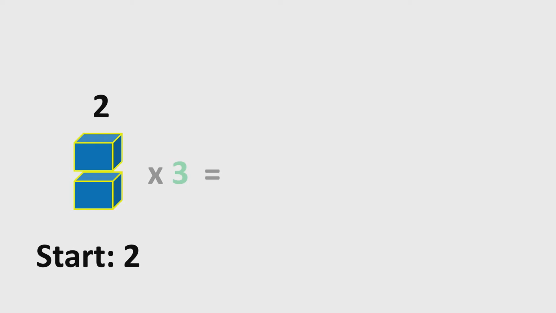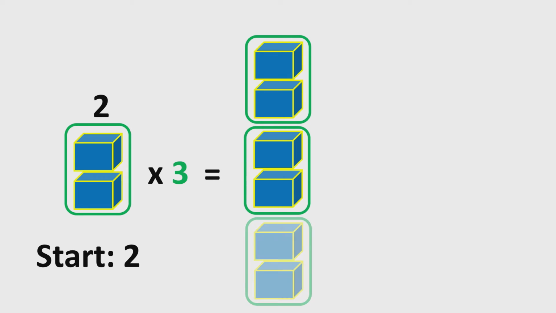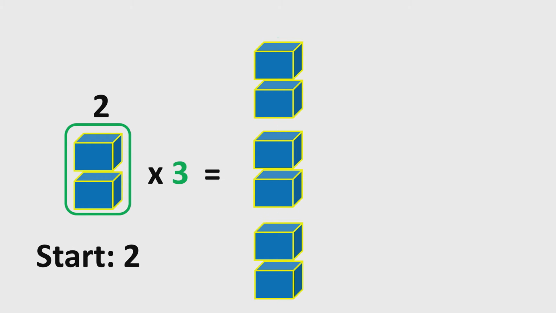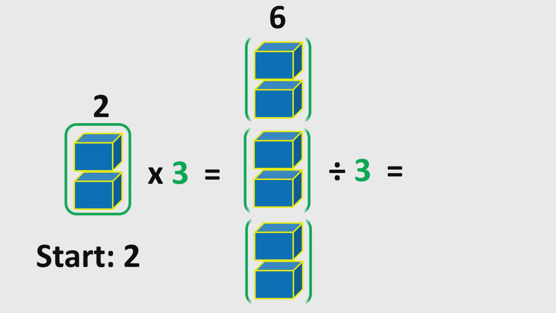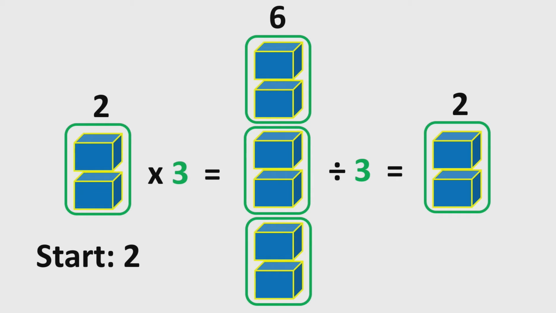When we multiply these blocks by 3, we first consider these 2 blocks to form one group. Then we make a total of 3 groups. Next, we count up the number of blocks and find our 6. With division, we divide the 6 blocks into 3 equal-sized groups. Then we keep just one group and discard the other groups. Finally, we count up how many blocks are in that group, and we find our 2.